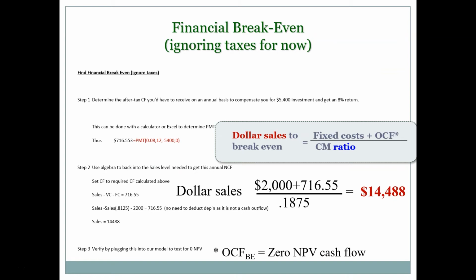So I calculate my operating cash flow, and for my financial break-even ratios, instead of adding depreciation, you add the operating cash flow at the break-even level. My dollar sales to break even is my fixed costs plus my operating cash flow, divided by my contribution margin ratio. We get $2 million in fixed costs, I add the $716,000 in operating cash flow that I calculated, and I divide by my contribution margin ratio of 18.75%. And I get a dollar sales to break even level of $14,488,000.